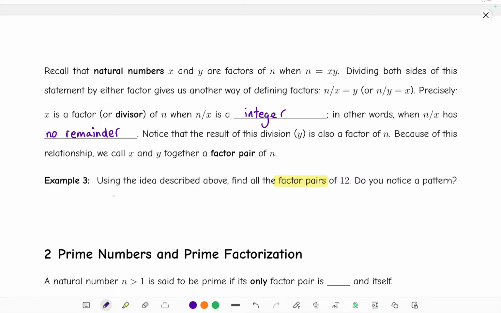Well, first of all, 1 and 12. 1 times 12 is a factor pair of 12. And then 2 and 6. 3 and 4. And then these are all the factors of 12, and it can be written like 1, 2, 3, 4, 6, and 12. So on Newton, when it says find all the factors, this is what they're looking for.